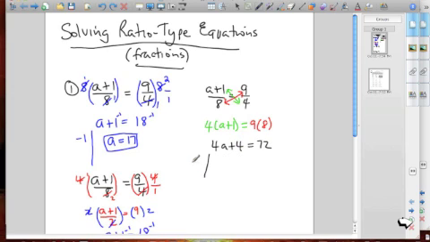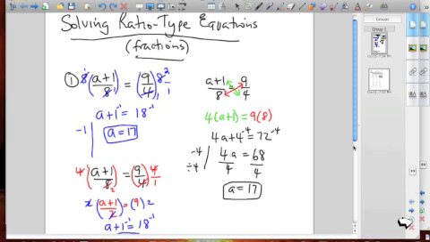Now I simplify. Subtract 4 from both sides. I think you see where this is going. 4a equals 68. Divide by 4, as it's the coefficient. Look what I have. A equals, take out your calculator if you want for this one. A equals 17. So look at that.